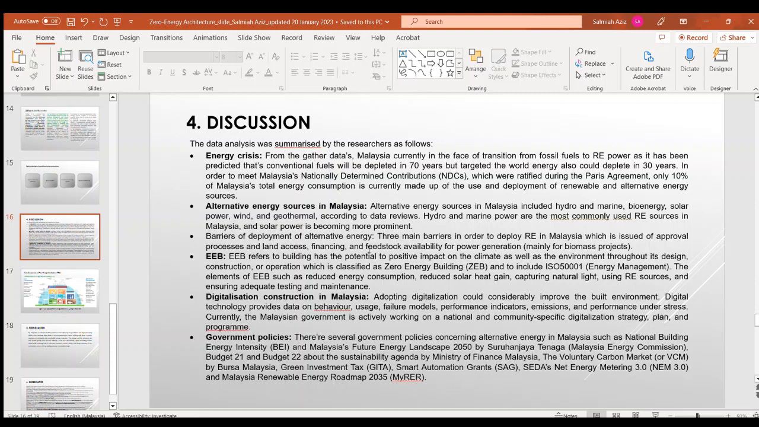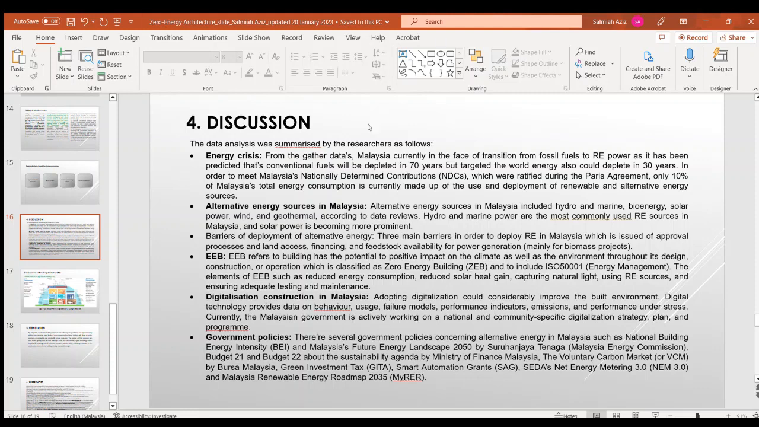In the aspect of alternative energy sources, Malaysia's sources include hydro and marine, bioenergy, solar power, wind, and geothermal, according to the data reviews. Hydro and marine power are the most commonly used renewable energy sources in Malaysia, and solar power is becoming more prominent. So, the barriers to deployment of alternative energy: there are 3 main barriers to deploying renewable energy in Malaysia, which are the issue of approval process and land access, financing, and feedstock availability for power generation, mainly for biomass projects.